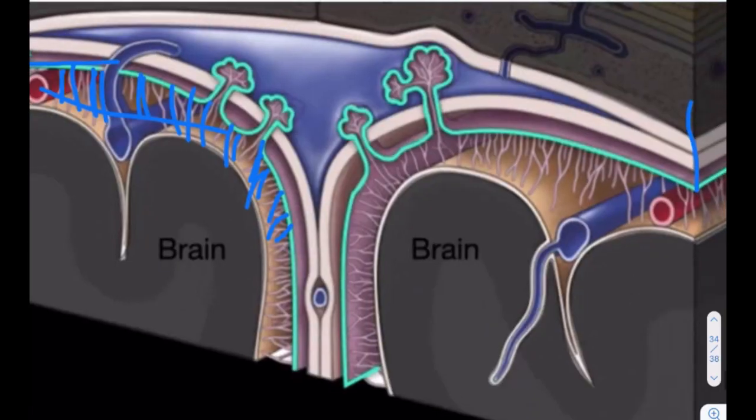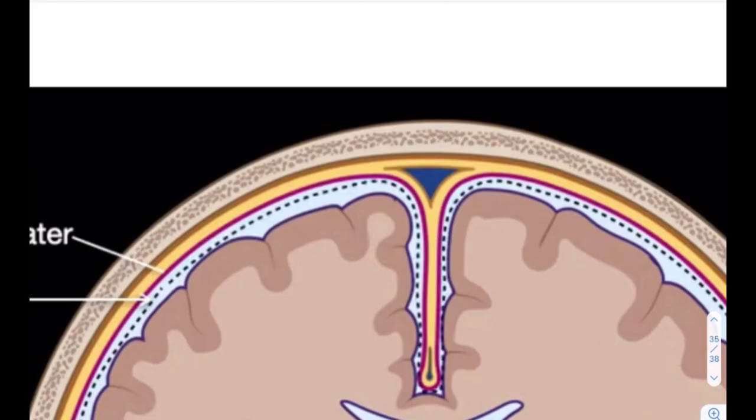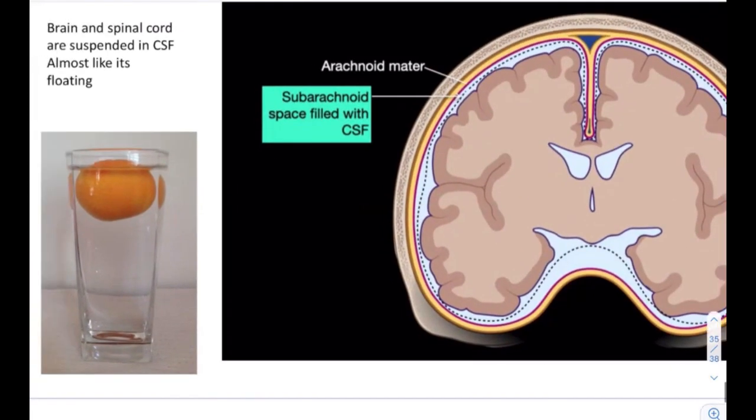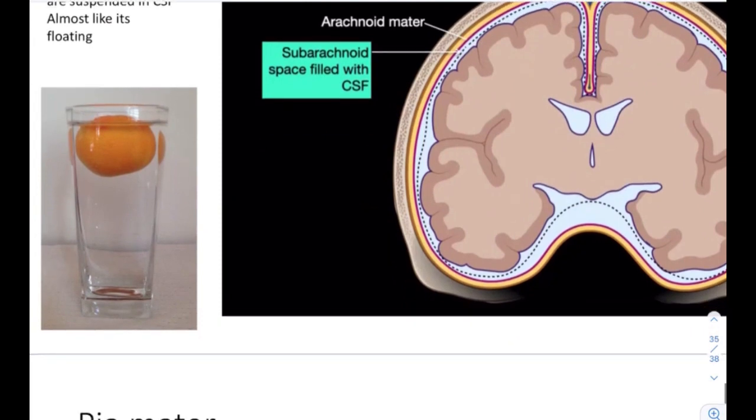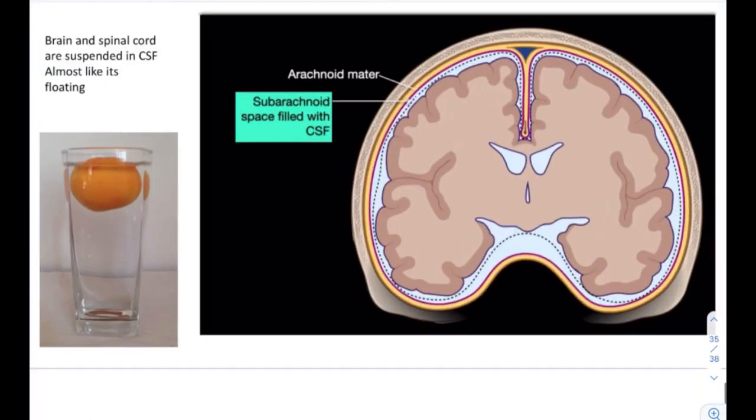So you can see here, this is the arachnoid. This is the subarachnoid space, which contains blood vessels, and it also contains cerebrospinal fluid and the cranial nerves. So again, this is just another picture showing you the arachnoid mater in red, and below it is the subarachnoid space that's filled with CSF. That's where the brain floats or is suspended in the CSF.